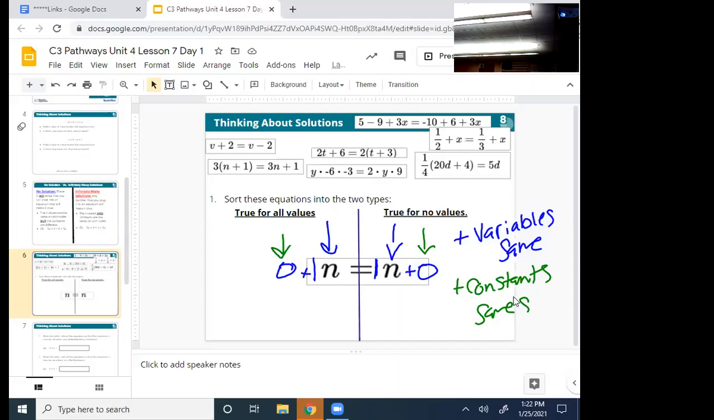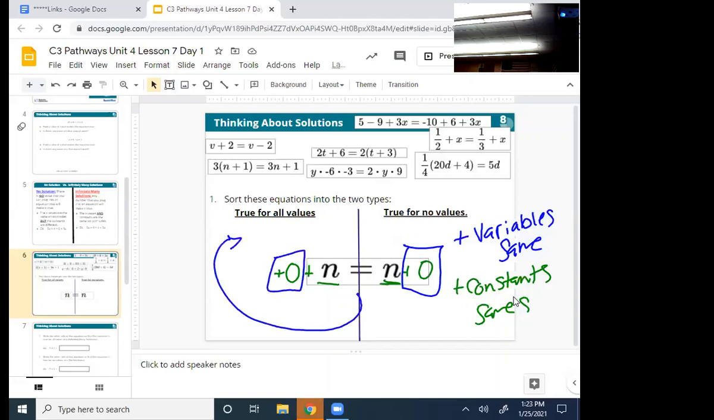How many solutions is it going to have? The variables are the same. Our constants are the same. So this guy is going to have infinitely many solutions because we have plus 0, right? We have a 0. Our variables are the same. Our constants are the same. So we would say that this is true for all solutions or infinitely many solutions.